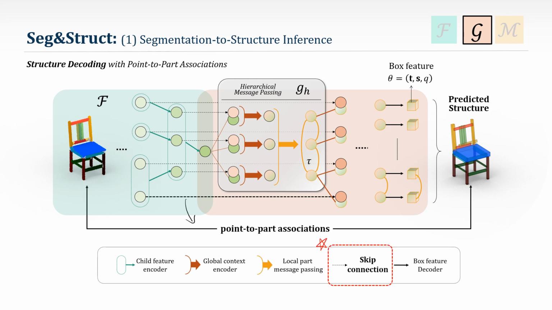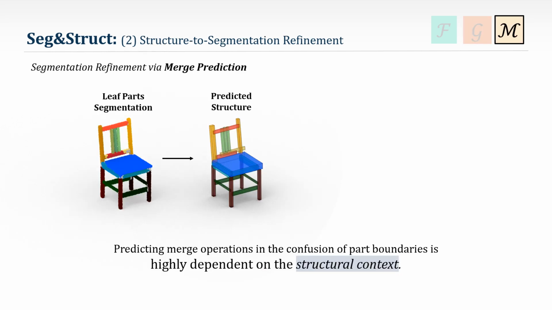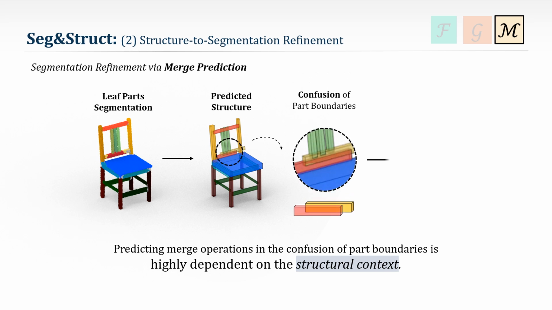Our decoder takes advantage of an explicit guidance, given by the established associations between the part regions and part nodes in the previous stage. This gives us a strong supervision for the decoding step, by enabling the network to know the exact part region to which the part node is related. As a second stage, we perform segmentation refinement by merging two conflicting part segments, examined from the predicted structure. Here, we found that this task largely depends on the structural context, since the local information does not suffice to decide which part has to be merged to the other one.